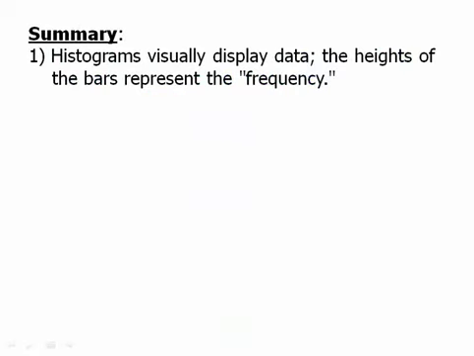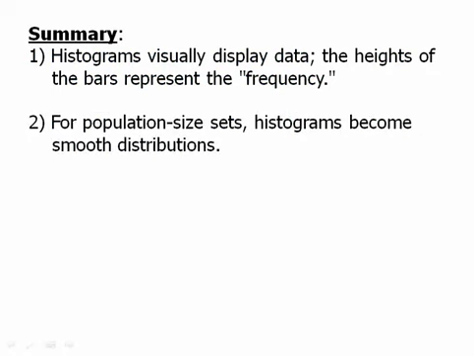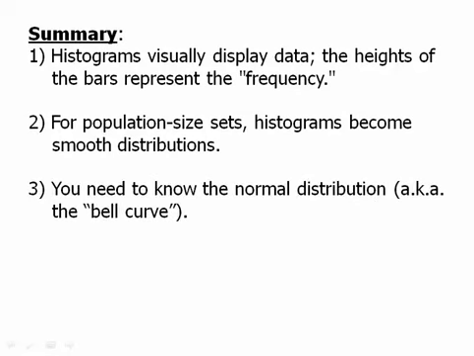In summary, histograms visually display data. The heights of the bars represent the frequency, that is, how many people fall into each slot. For population-sized sets, histograms become smooth distributions. You could just imagine those bars getting skinnier and skinnier until just the overall shape remains. You need to know the normal distribution, the bell curve. You need to know the basic properties of that because it's very common in any natural population or in any kind of population of machined items.